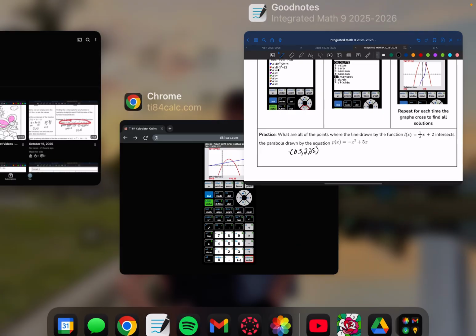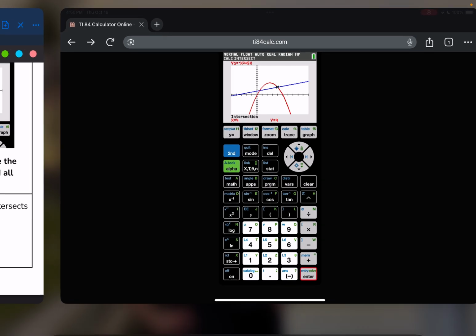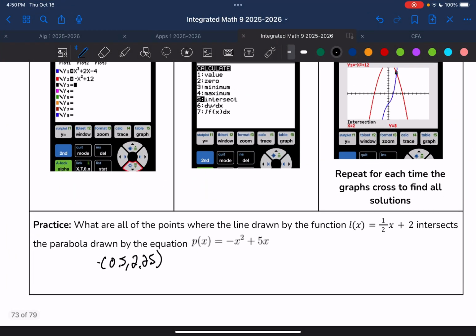There's our first point. We want to do that again. Second, intersect, go over to the right one, enter, enter, enter. You can see that that is 4, 4. So those are the two points where those two functions intersect.